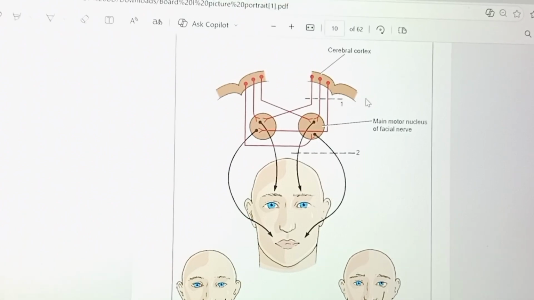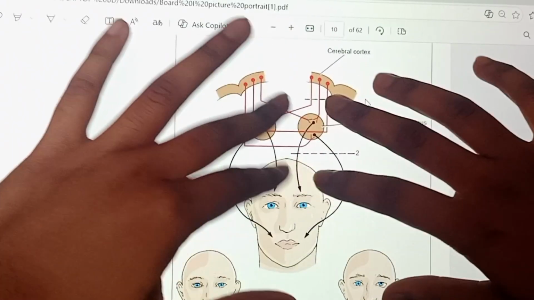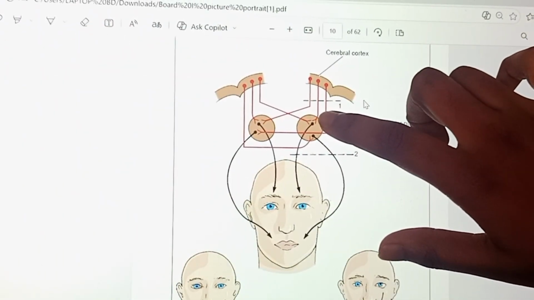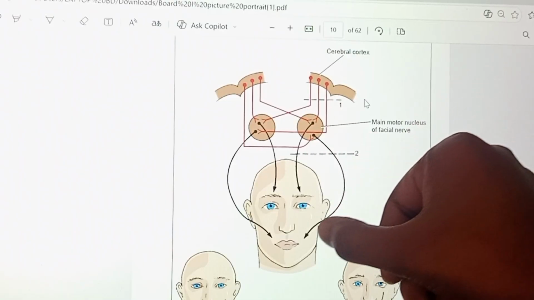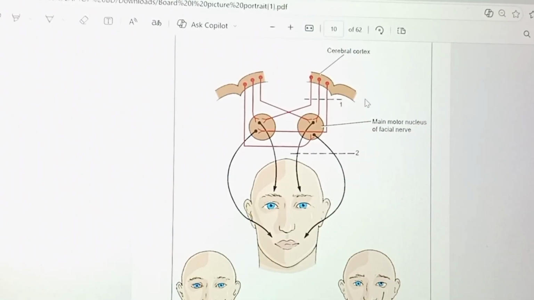Everyone. Today I will explain this figure. So this is the schematic diagram of the upper and lower motor neuron lesion of the facial nerve. Here you can see these are the upper motor neuron, and these black color marks signify the lower motor neuron.